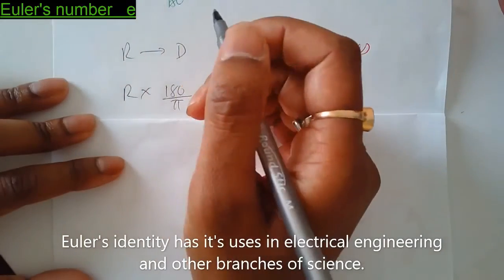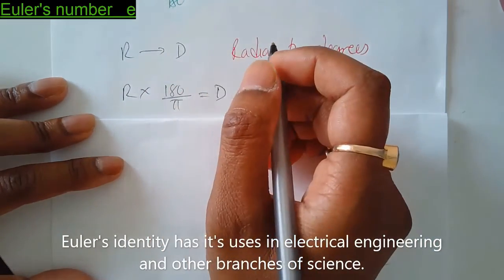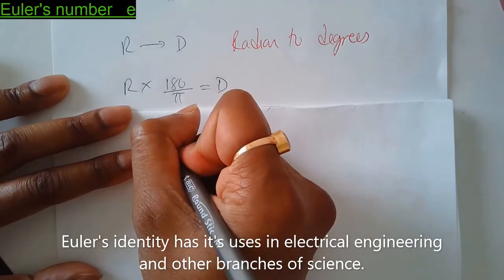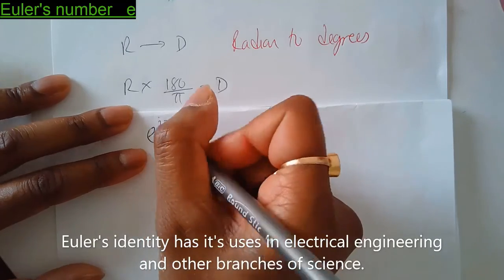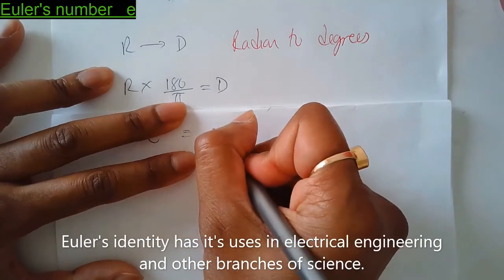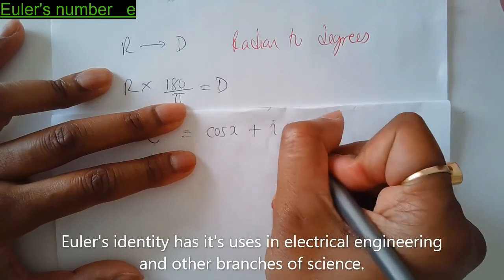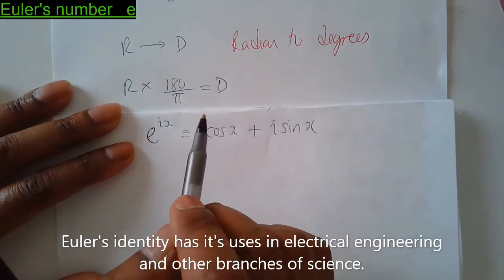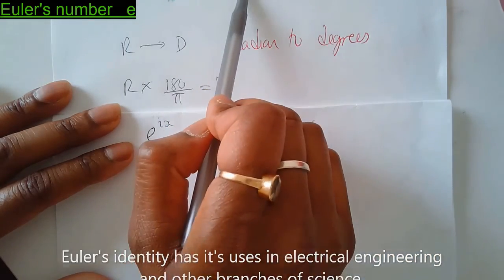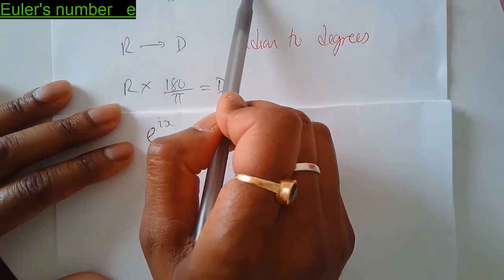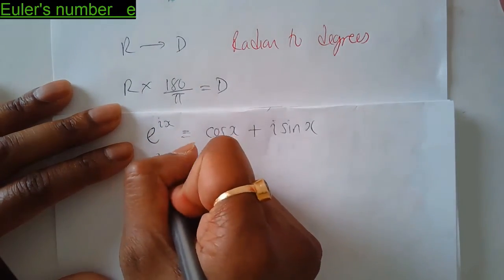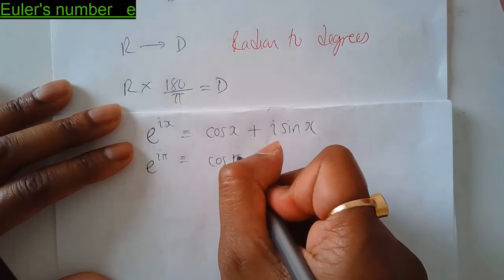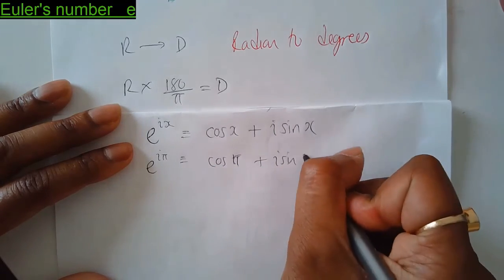There is a formula that connects Euler's number e with trigonometry. Here it is. e, Euler's number, to the power of i x, where i is imaginary and x is a variable. If I replace the x with pi, remember that pi represents 180 degrees in radian form. So I'll do that then. Replace x with pi. Remember that's cos 180 plus i sine 180.